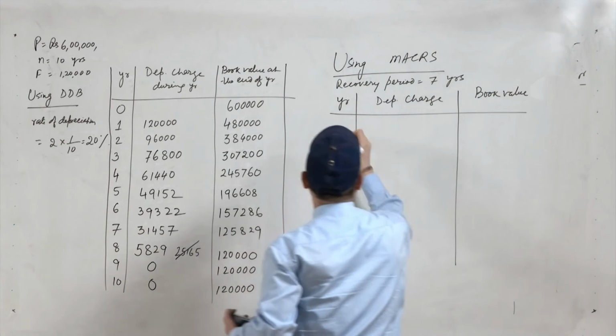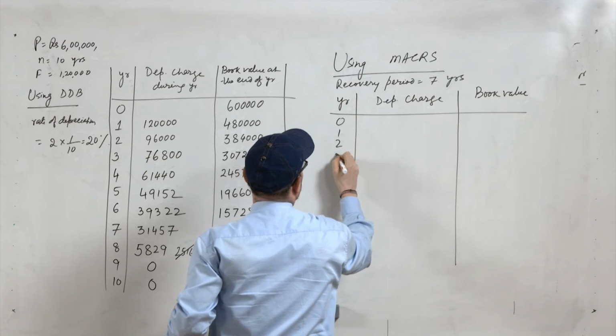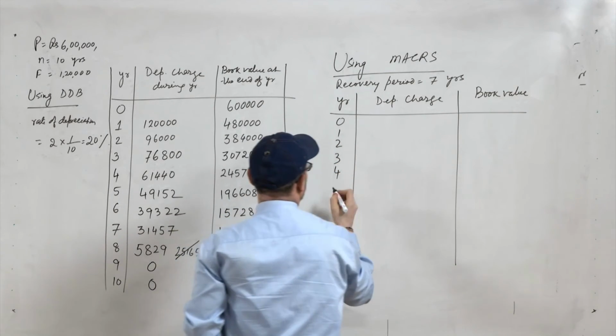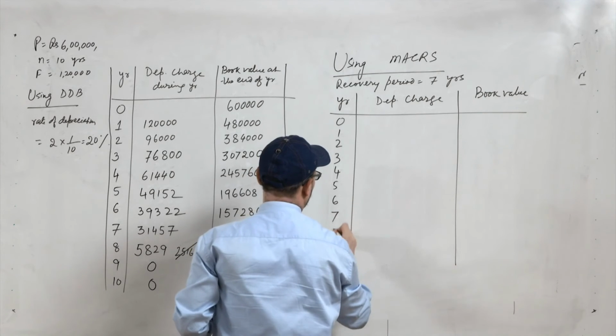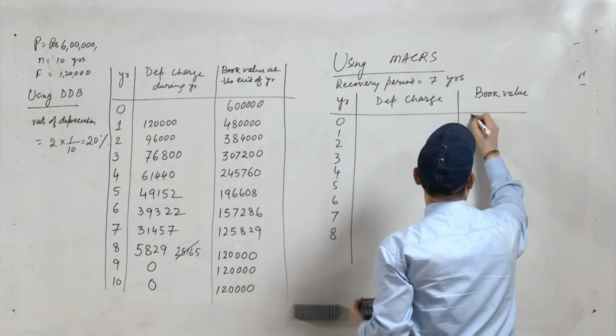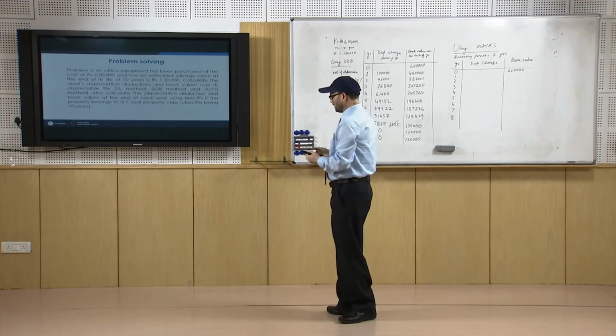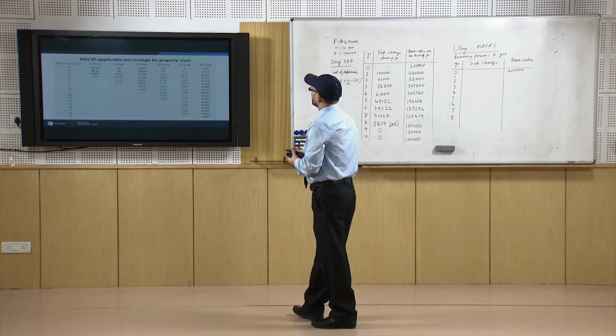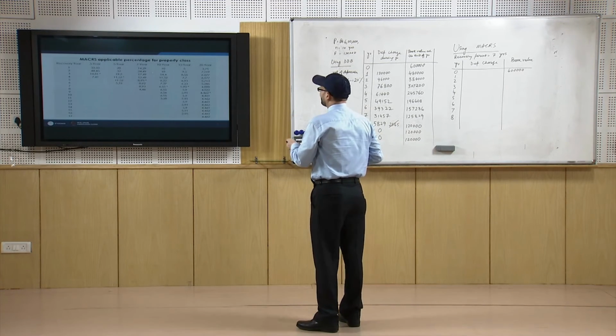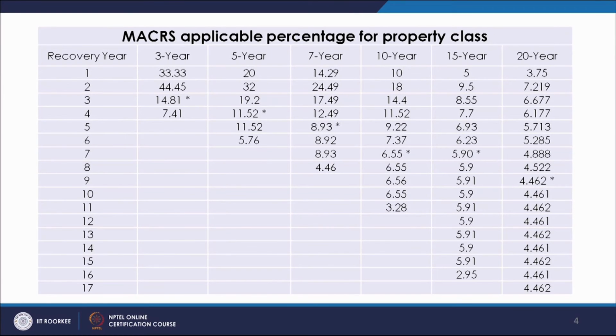MACRS uses the half year convention and DDB with switching to straight line. So, anyway our book value is 6 lakh. Now, we can refer to the MACRS table for a 7-year property. In that the amount is 14.29% of the first cost of the asset. So, it goes for 8 years because this is a half year convention. We can get this table by calculating the values. So, the star shows the switching to straight line.